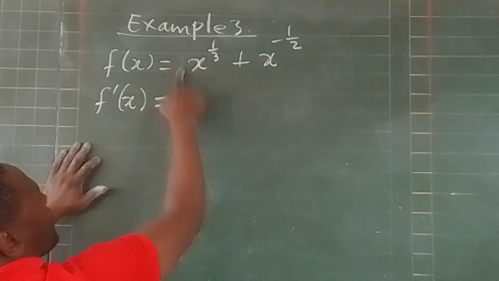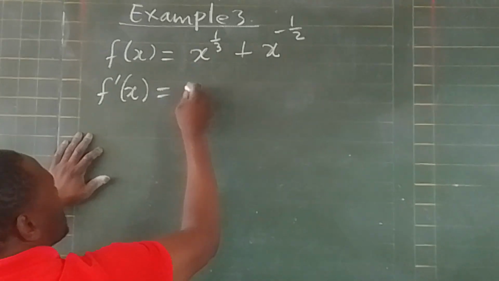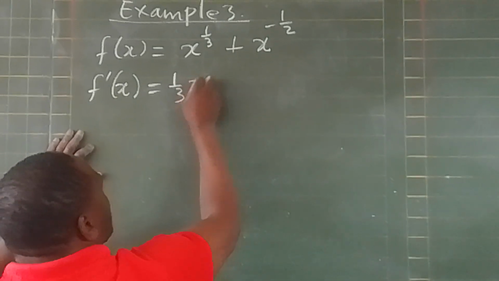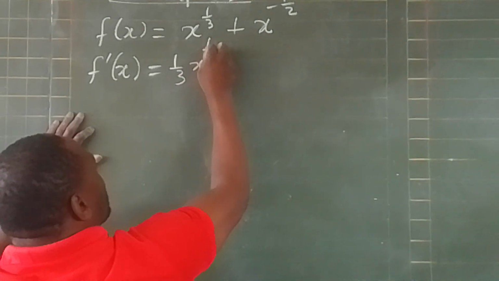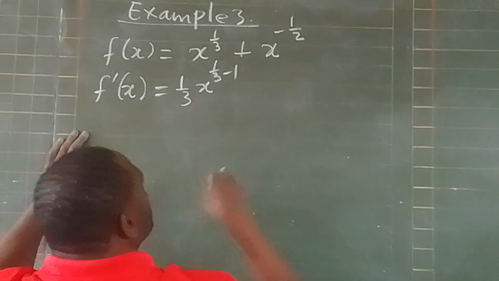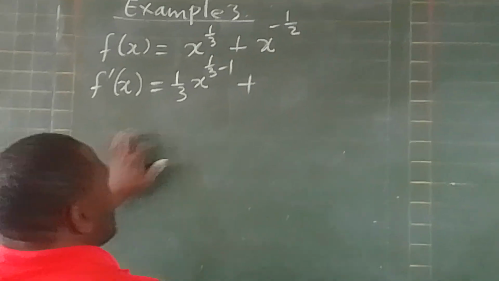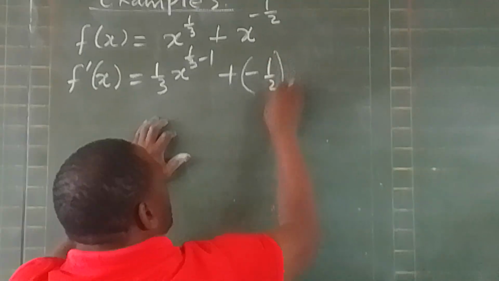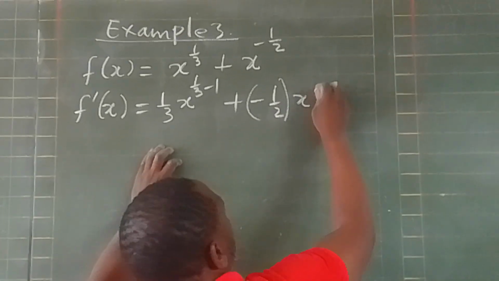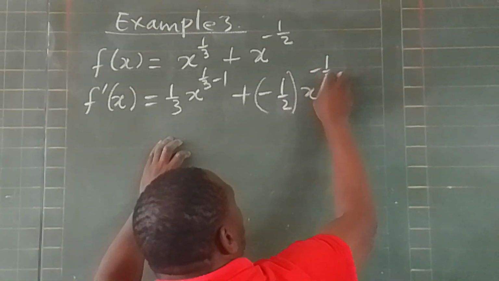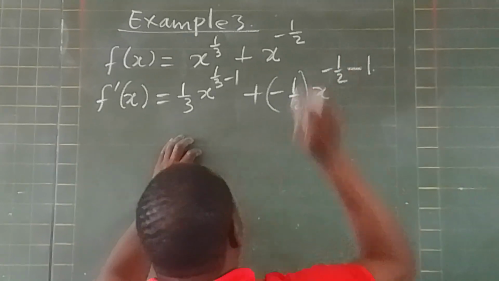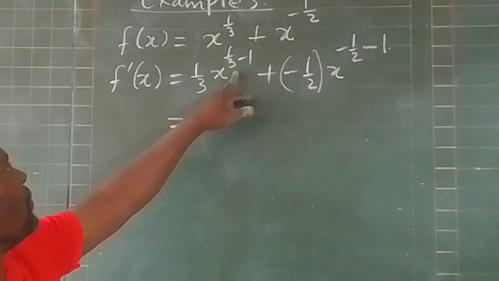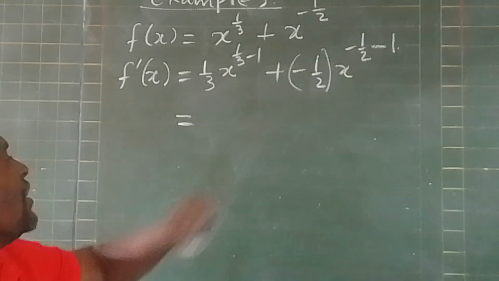here your a is 1, so you can take 1 over 3 times 1, you get the same thing. x to the power 1 over 3 minus 1, plus minus 1 over 2 times x to the power minus 1 over 2 minus 1. Right, here is a matter of half, 1 over 3 minus 1.